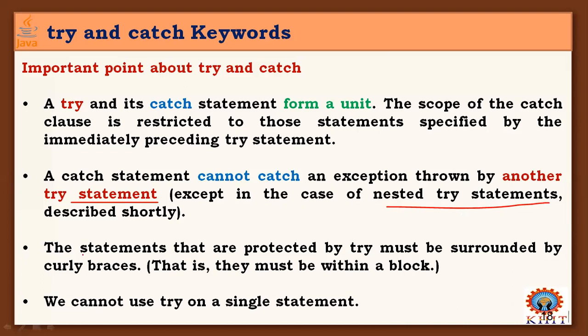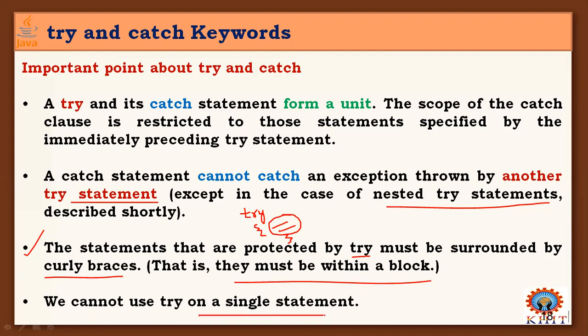The next important point is that the statements protected by try must be surrounded by curly braces. Right? Already we have shown that try is a keyword, followed by a scope, open curly brace, close curly brace. And the statements defined by this try block should be surrounded by curly braces only. They must be within a block, right? You cannot use try on a single statement.